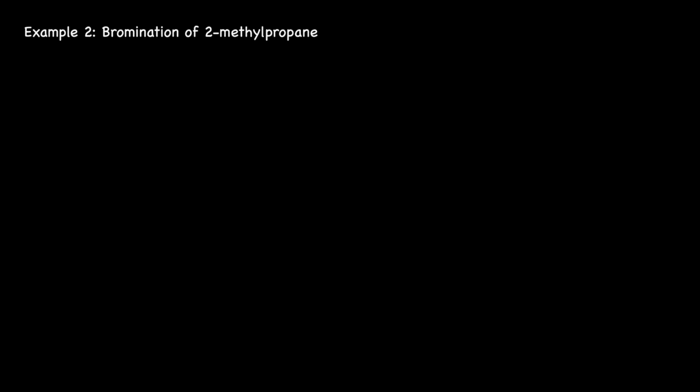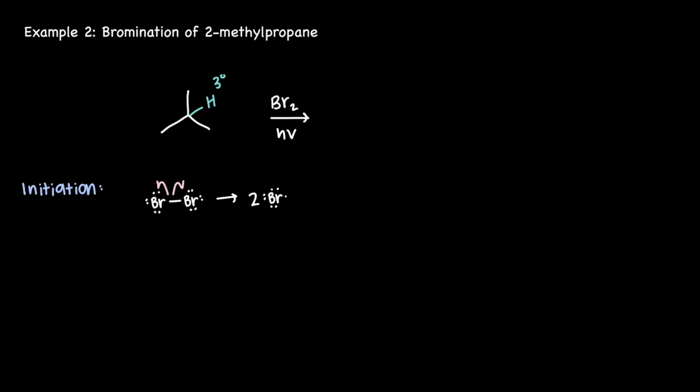Example 2, bromination of 2-methylpropane. Next, let's examine 2-methylpropane. In this reaction, the tertiary hydrogen is strongly favored because its removal produces a tertiary radical. First, we have the initiation step. The bromine-bromine bond breaks under light to form two bromine radicals.